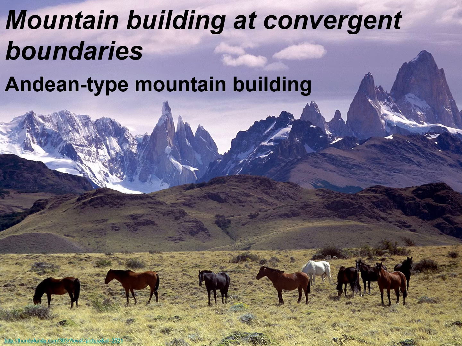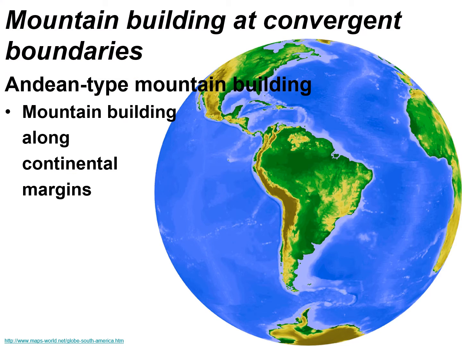Now, looking along the edges of continents, we have what is referred to as the Andean type mountain building. And so, of course, this is typified by the Andes and the Cascades, where you have subduction offshore, but then you get big mountains, including many volcanoes, paralleling that. And so again, this happens along the margins of continents, wherever you have a subduction zone offshore.